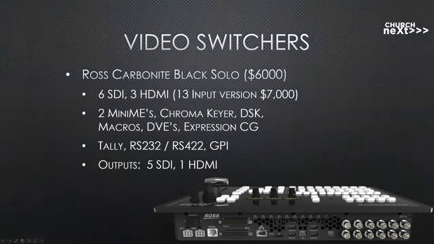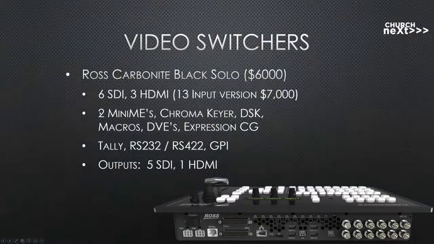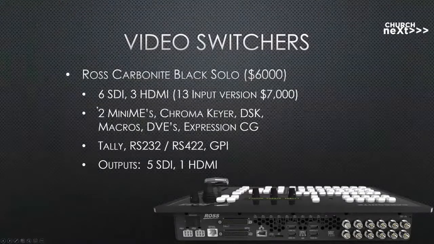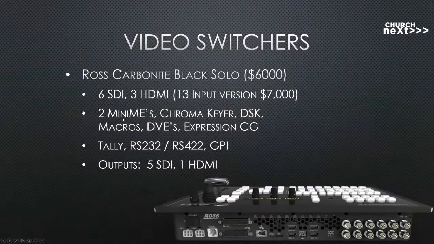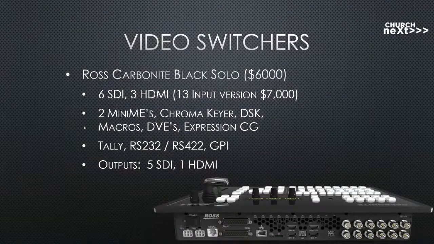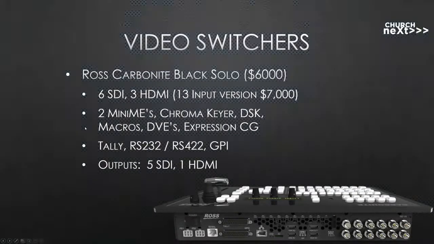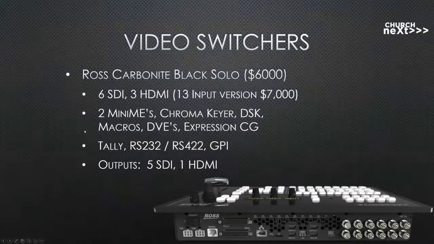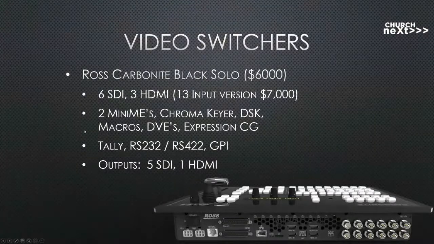They have 2 mini MEs, which is kind of hard to wrap your head around, but they almost have more MEs built in that you can do in your picture-in-picture that you couldn't do with some of the other switchers we've seen. Has a chroma keyer, has downstream keys, it has macros, so you can have a little piece of software that runs with this, and you can hit a macro and have it do a whole bunch of different controls. DVEs, so if we need to do video effects. Expression CG is a CG that comes with this, and that's a light version of their very powerful character generator software. This one comes in 2 formats.